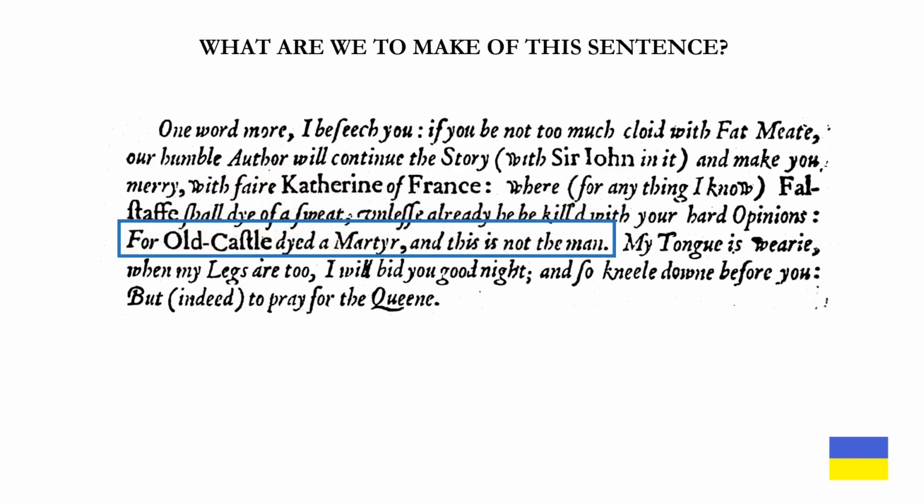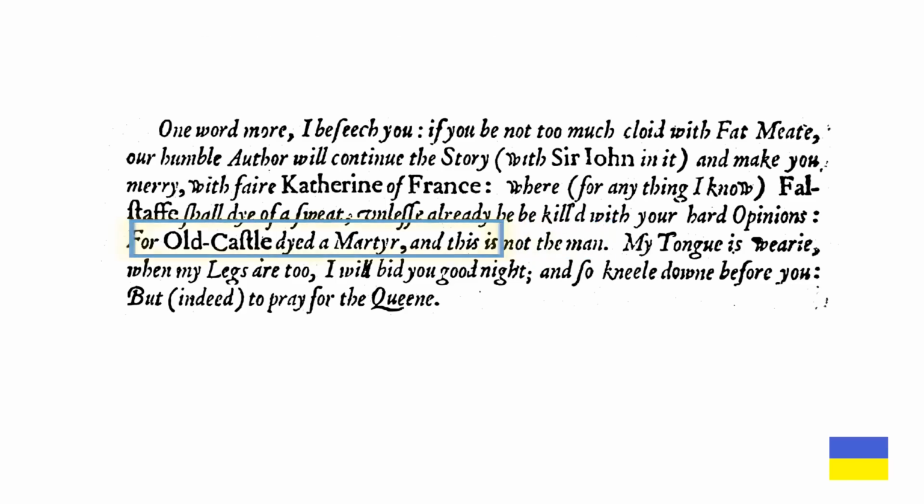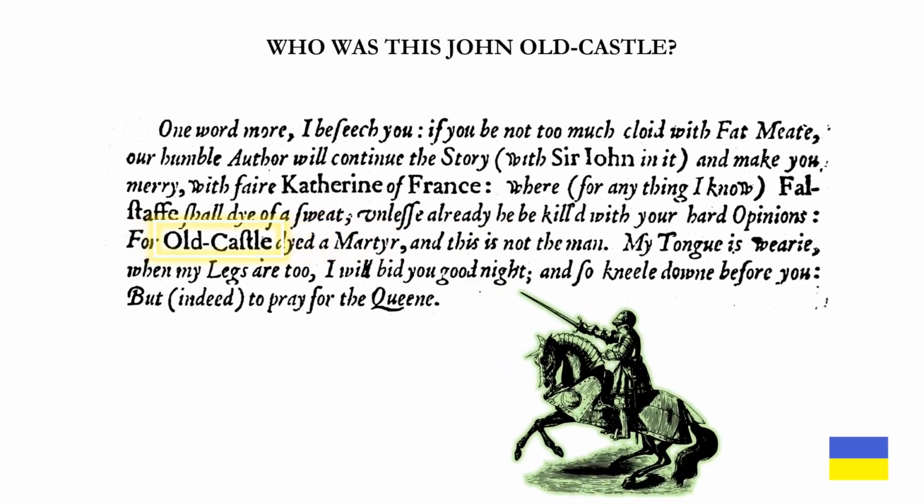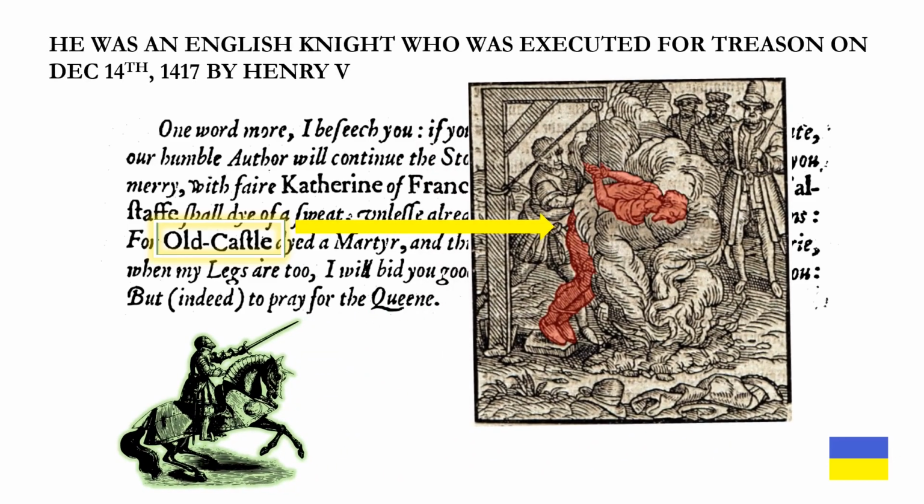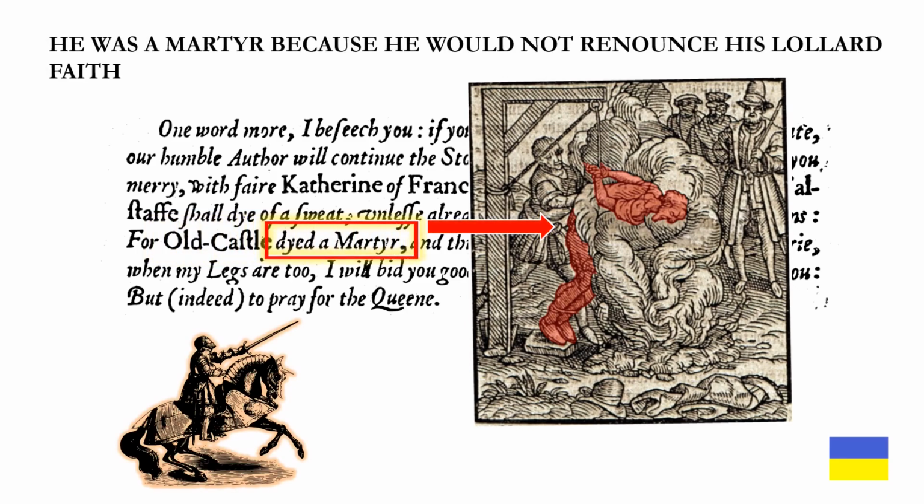What are we to make of this sentence? Or actually part of a sentence: "For Oldcastle died a martyr, and this is not the man." Who was this John Oldcastle? He was an English knight who was executed for treason on December 14th, 1417 by Henry V, the subject of the entire trilogy of Henry plays. He was a martyr because he would not renounce his Lollard faith.